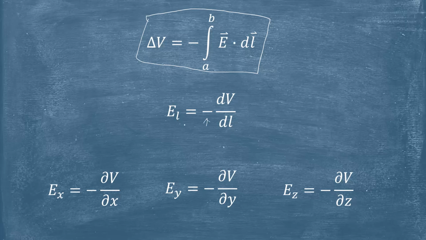So when we write it in terms of L, we're just talking about any distance in any direction, but often we want to break that down into components. So we can find the x component of the electric field by taking the partial derivative of our potential with respect to x, the y component with respect to y, and so forth.